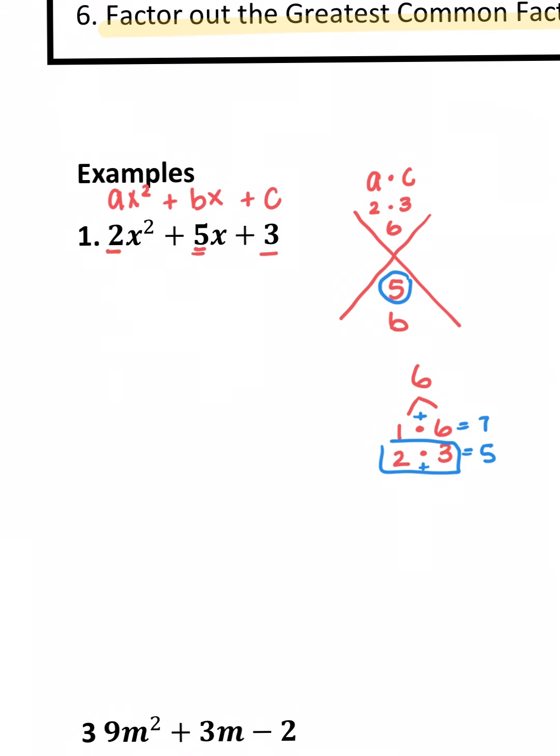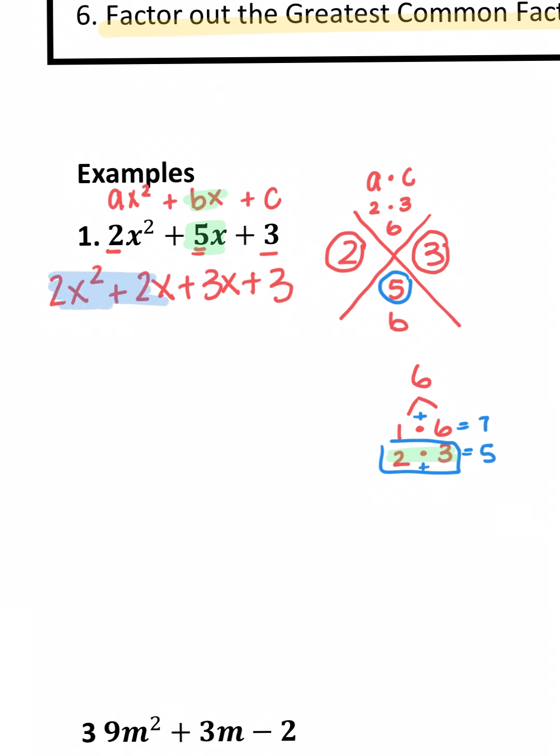Once you know your factors, you come back up and rewrite your bx term with your factors, 2 and 3. So let's rewrite our expression. So we'd have 2x squared plus, and instead of writing 5x, I'm going to write a 2x plus a 3x, and then plus 3. Once you have that written out, we're going to do grouping. We'll group the first two numbers together, and then we'll group the second two numbers together. And we're going to factor out the greatest common factor between those.